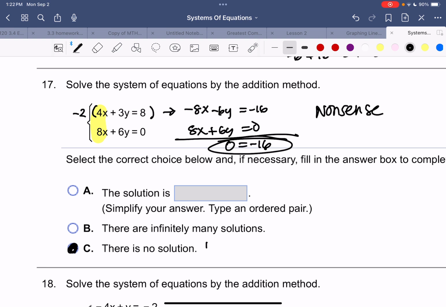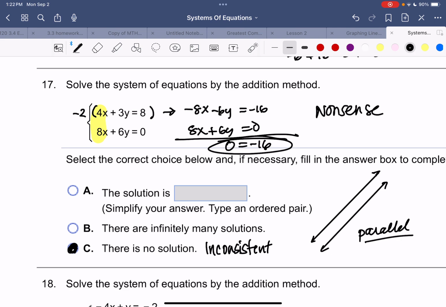This is one of those inconsistent systems. And again, I won't test you on that, but what I want you to know is that if drawn, these are parallel lines. If you were to graph those lines, they would be parallel lines. And I do want you to recognize that these lines would never cross, and that's why they're called parallel.